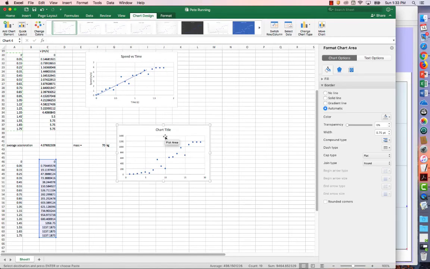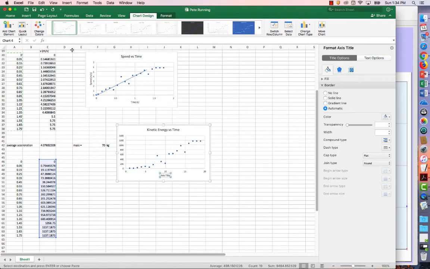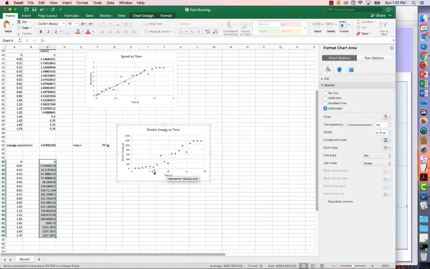Insert chart. And this is my kinetic energy as a function of time. My axis title on the horizontal scale is time in seconds. And this is kinetic energy in joules, right? Because kilogram meter squared per second squared is a joule. So I can see I've forgotten to update the time to be in seconds rather than just these numbers.